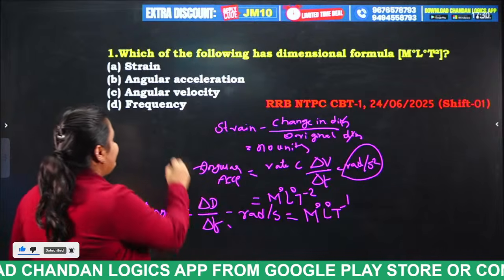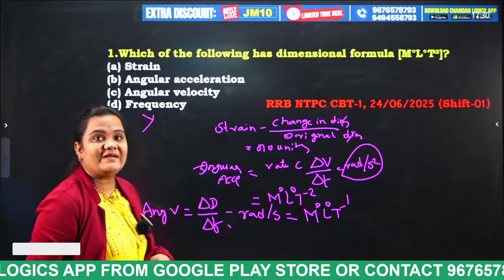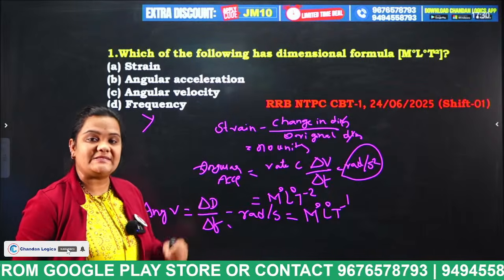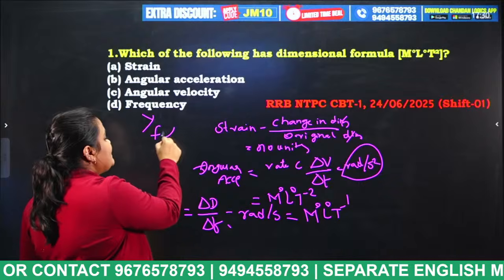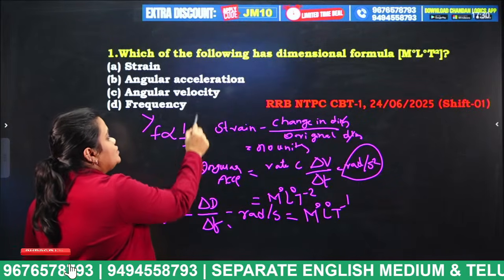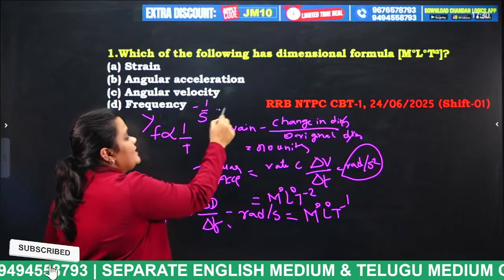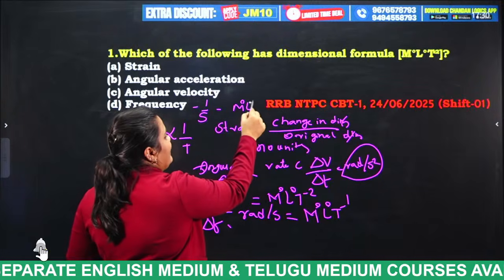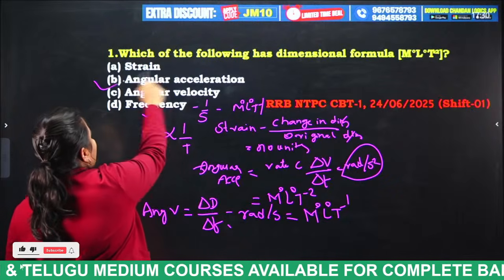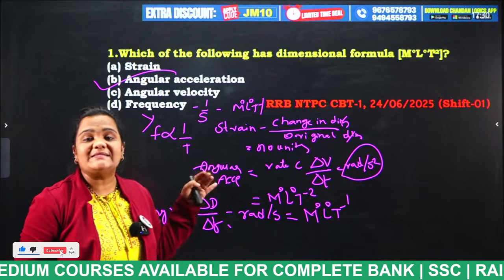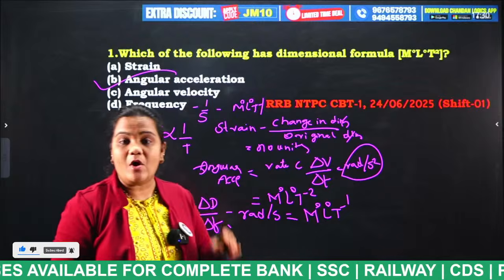And finally, frequency. You all know what frequency is. The number of oscillations per second is known as frequency, and frequency is always inversely proportional to time period. So what is the dimensional formula of frequency? M power 0, L power 0, T power -1. So what is the answer for this question? Option B.